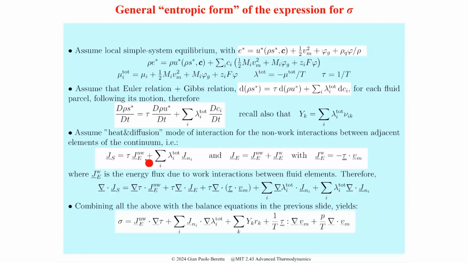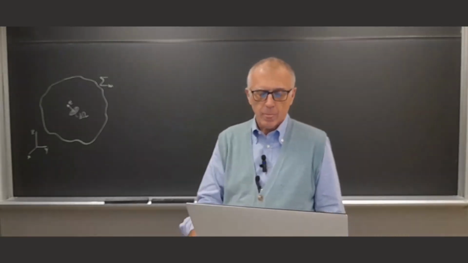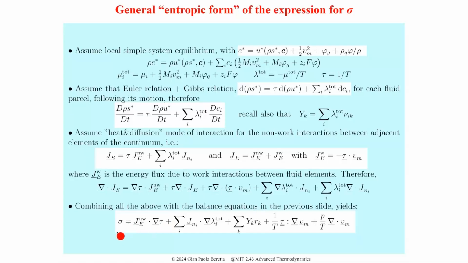Okay, this one, as we said, since in the balance equations there appear divergences of all these fluxes, we can combine those with the divergence of this relation, which is here. And a few things will cancel out. And here are the terms that survive.